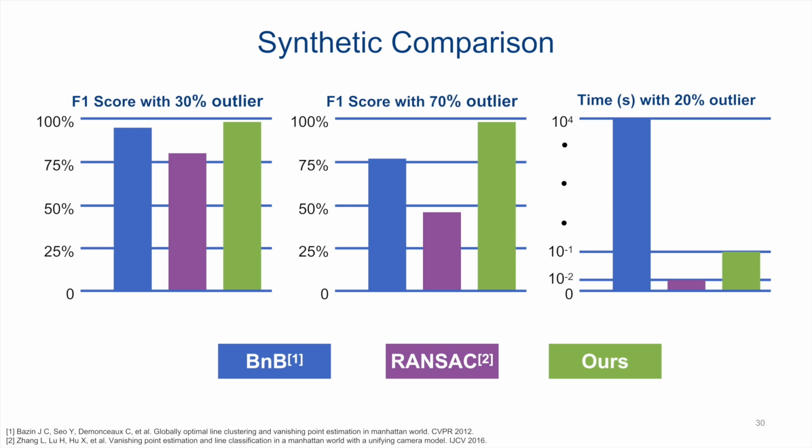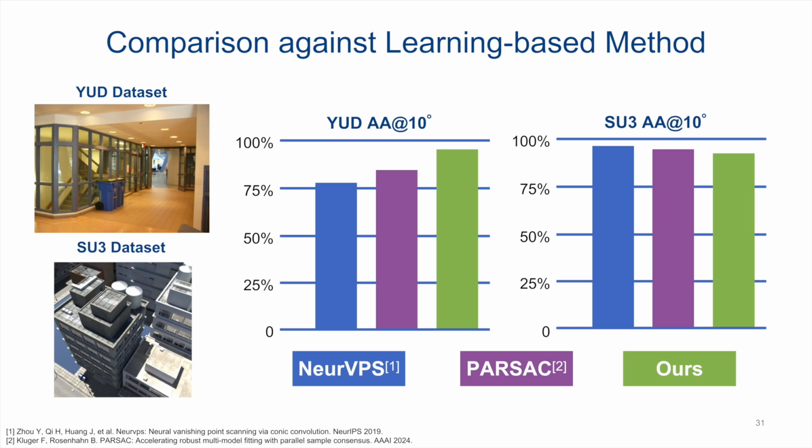significantly faster than B&B. We also compare with learning-based approaches such as neural VPs and Parsac on the YUD and SU3 datasets. Our method outperforms both approaches on YUD and achieves comparable performance on SU3. This difference highlights a common limitation of learning-based methods. While they perform well on datasets similar to their training data, such as SU3, they often struggle to generalize to more diverse or unseen datasets like YUD.